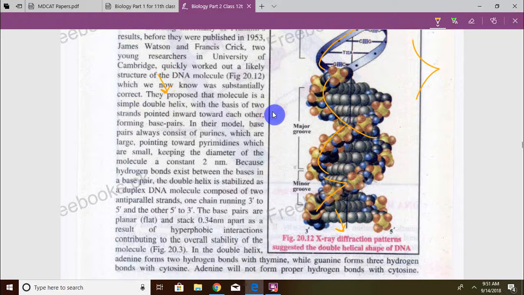Because hydrogen bonds exist between the bases in a base pair, the double helix is stabilized as a duplex DNA molecule composed of two anti-parallel strands, one running 3' to 5' and the other 5' to 3'. The base pairs are planar, obviously, and stack 0.34 nanometer apart as a result of hydrophobic interactions contributing to the overall stability of the molecule. So this distance is 0.34 nanometer and is due to hydrophobic interactions. This is an interesting term. They might ask you whether the interactions are hydrophilic, hydrophobic, or whatever, and the answer is hydrophobic interactions.